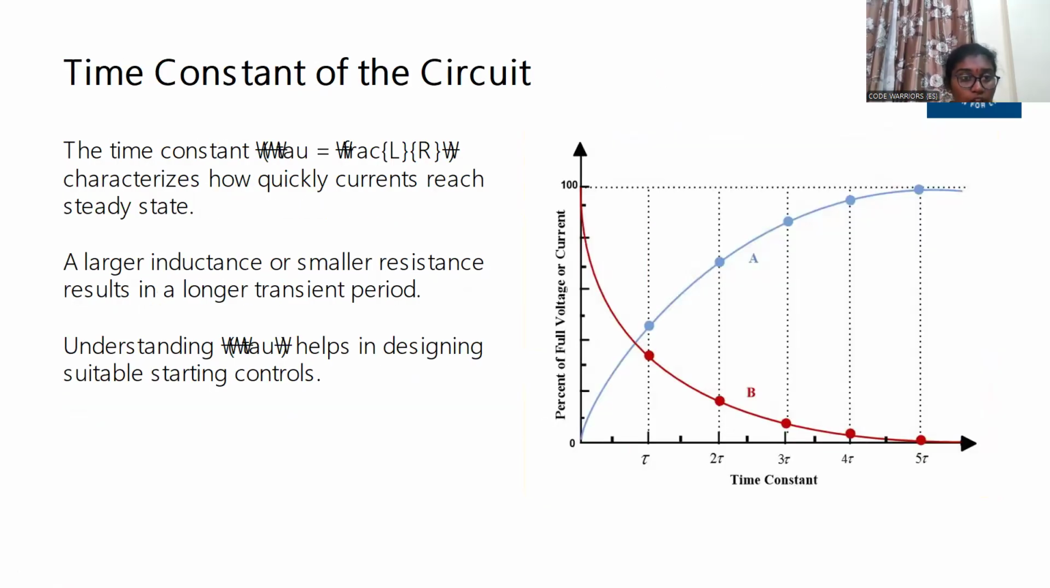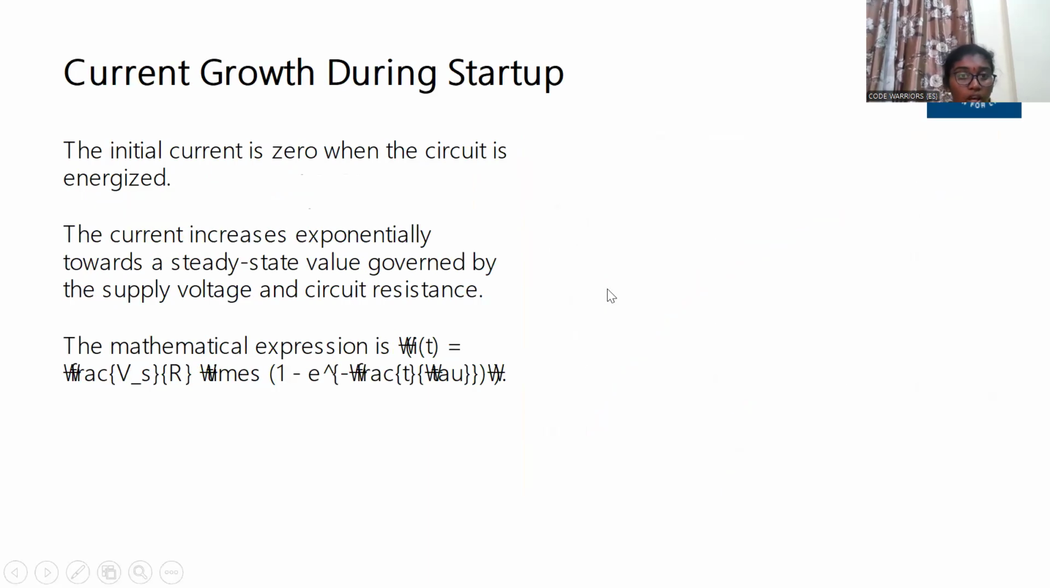The time constant. The time constant characterizes how quickly the current reaches the steady state. A larger inductance or smaller resistance results in a longer transient period. Understanding this helps in designing suitable starting controls. As you can see in the graph here, current growth during startup: the initial current is zero when the circuit is energized. Thus, current increases exponentially towards a steady state value governed by the supply voltage and circuit resistance.